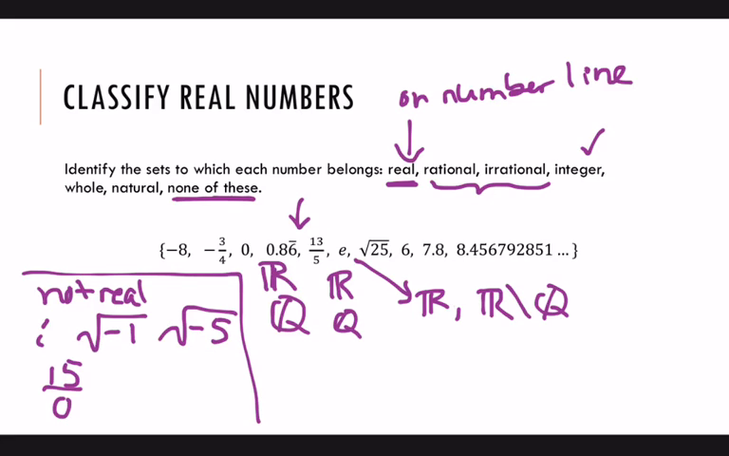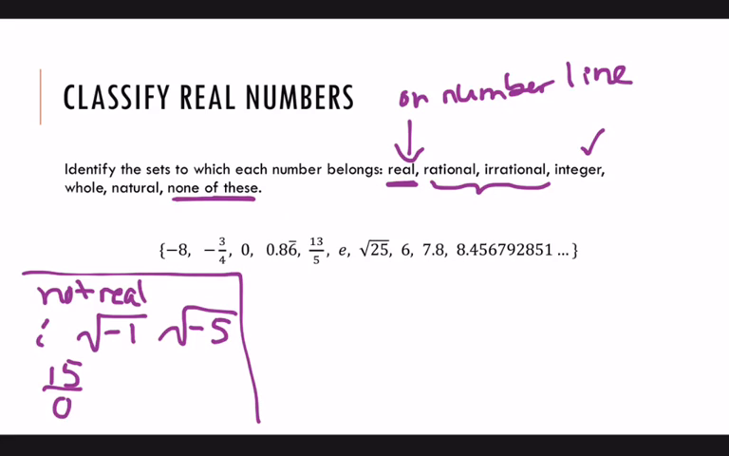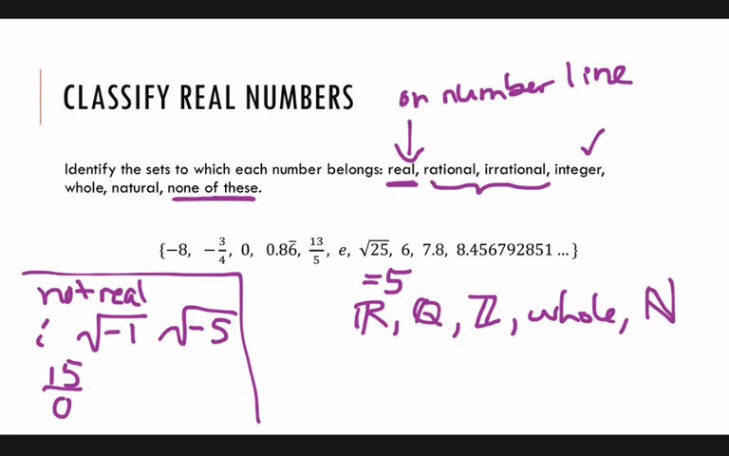All right, square root of 25. Be careful on this one. It's tempting to think that this is irrational since it's a square root, but square root of 25 equals 5. So you need to be on the lookout for ones that simplify. It could belong to a different set than you're expecting. All right, so this is real, rational, it is an integer, it is whole, and it is natural. Okay, same thing for 6. Okay, 6 would also be real, rational, integer, whole, and natural.